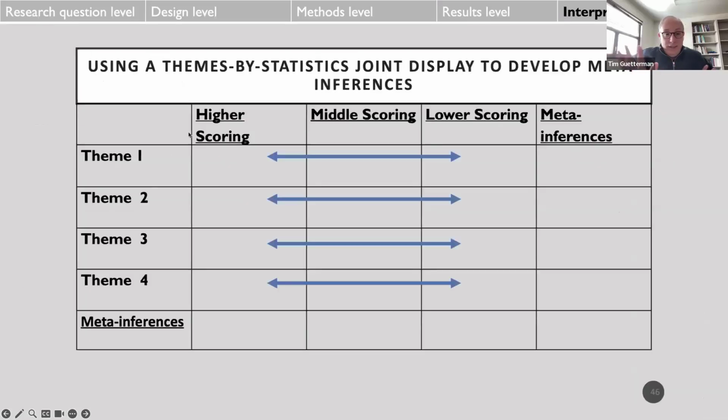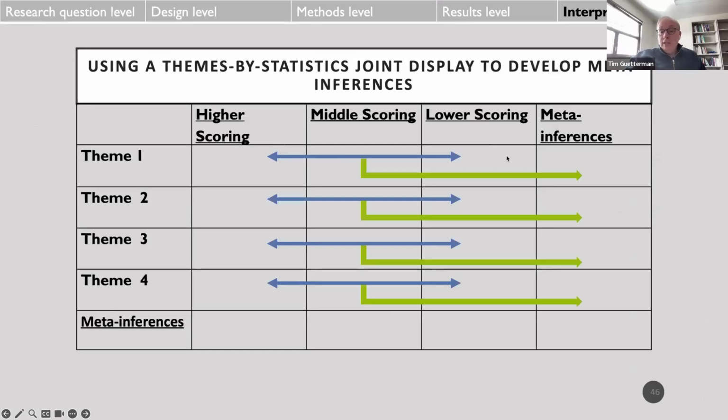So the analysis process could look like this. You have a theme and you're looking across high, middle, and low scores. And this certainly doesn't have to be an intervention. This could be applied to any type of research, and using that to generate meta inferences.